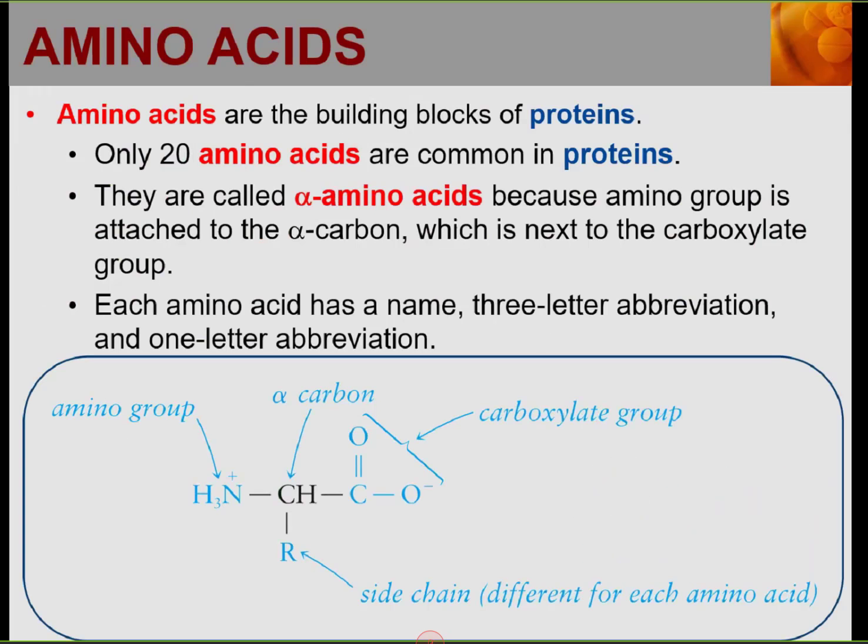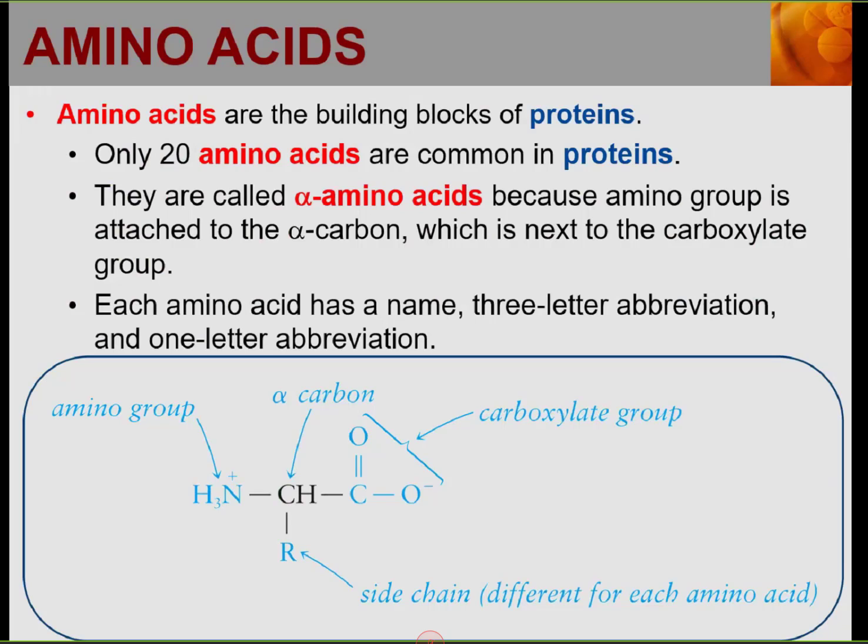So beginning with the protein chapter, the first topic is amino acids, because amino acids are the building blocks of proteins. Combining amino acids gives you a protein molecule. So there's 20 amino acids. You do not have to memorize the amino acids. If you need amino acid structures, I'll give them to you on the exam.